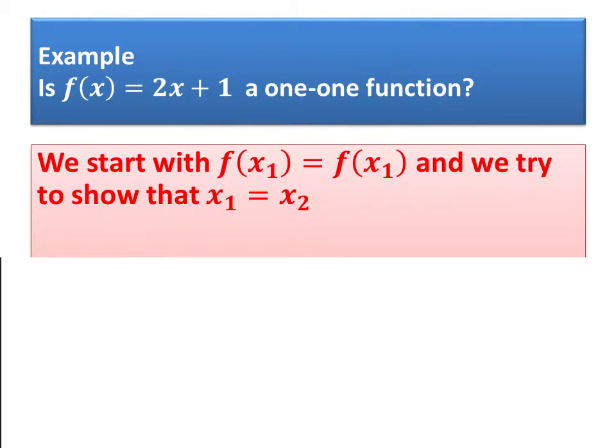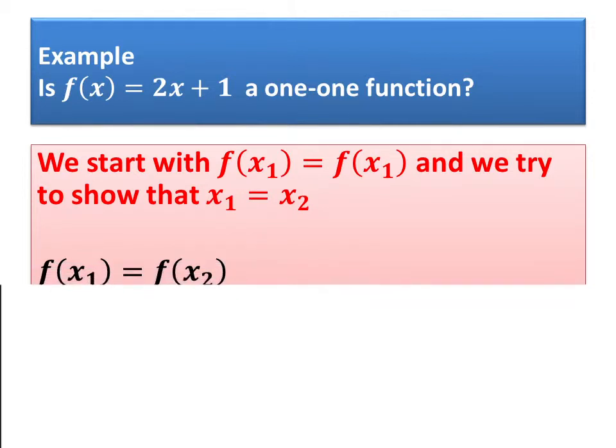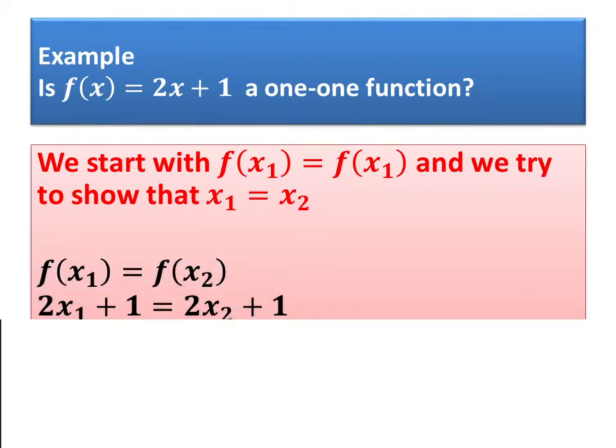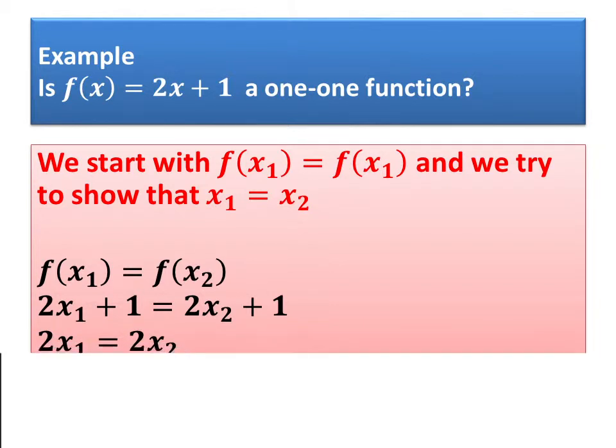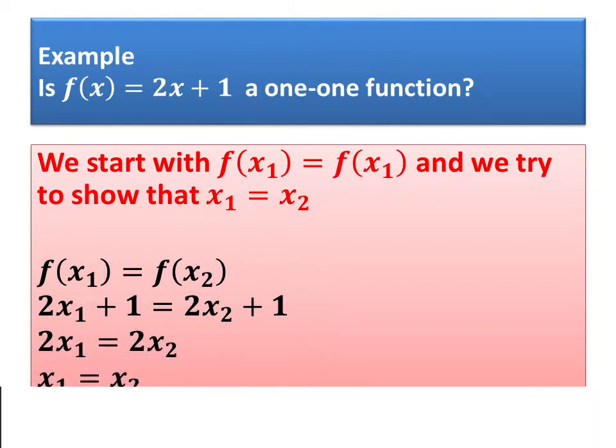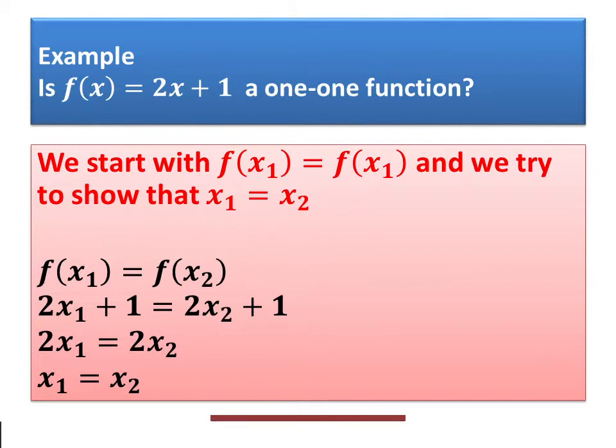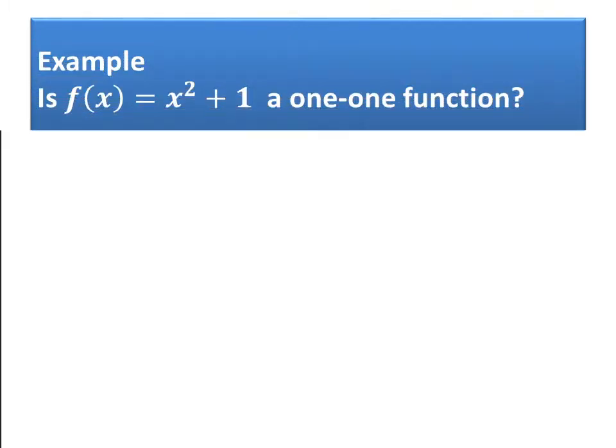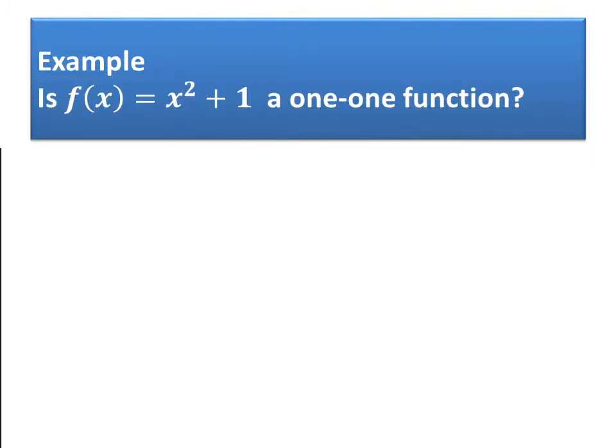equal to x2. So saying f of x1 equals f of x2 means that 2x1 plus 1 is equal to 2x2 plus 1. We can cancel the 1 from both sides, so we arrive at 2x1 is equal to 2x2. Now, when we divide both sides by 2, we arrive at x1 equals x2, meaning that the function is one-to-one. Another example, is the function f of x equal to x squared plus 1 a one-to-one function?